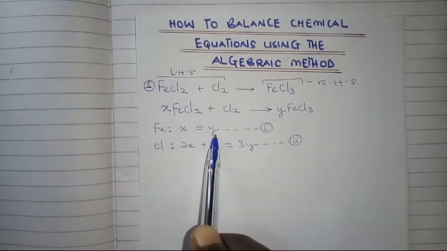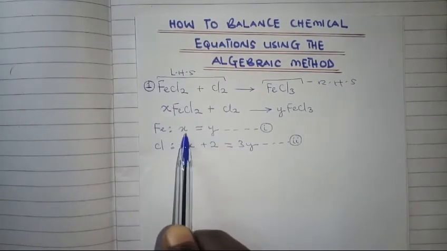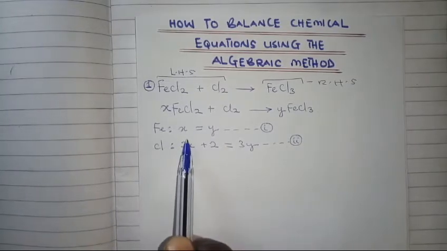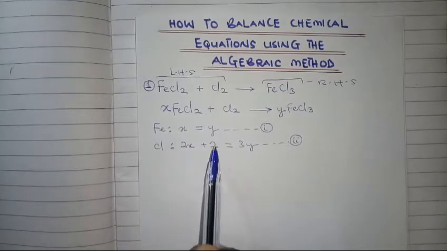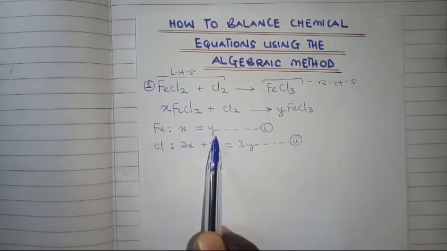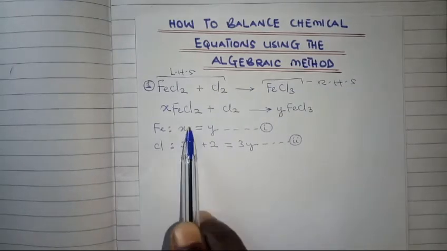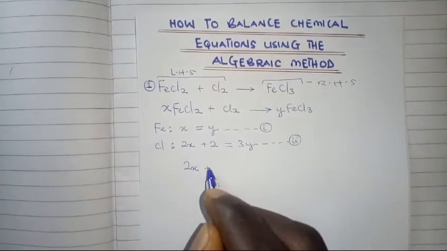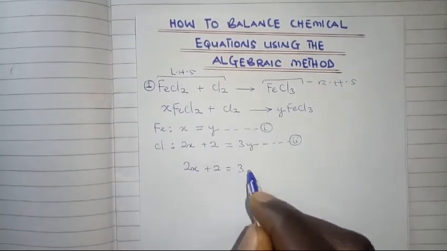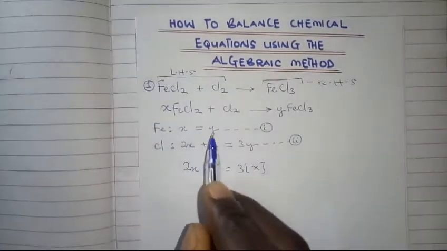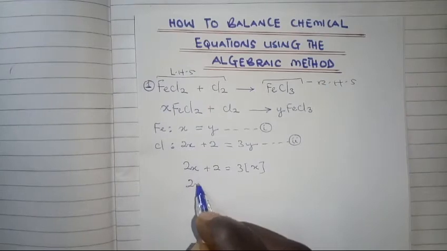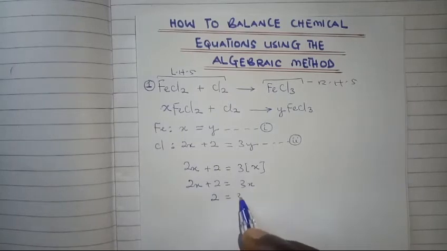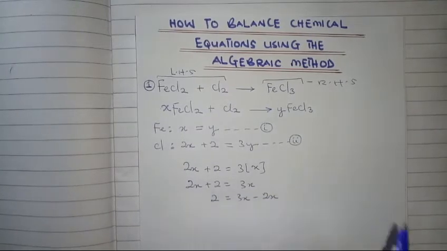If x is equal to y, I can substitute either x or y for themselves in the second equation. Let me choose to substitute y for x. Since x is equal to y, that means y is equal to x. So I'll put x in place of the y there. That means we have 2x plus 2 is equal to 3x, since y is the same thing as x. So we have 2x plus 2 is equal to 3x. That means 2 is equal to 3x minus 2x.